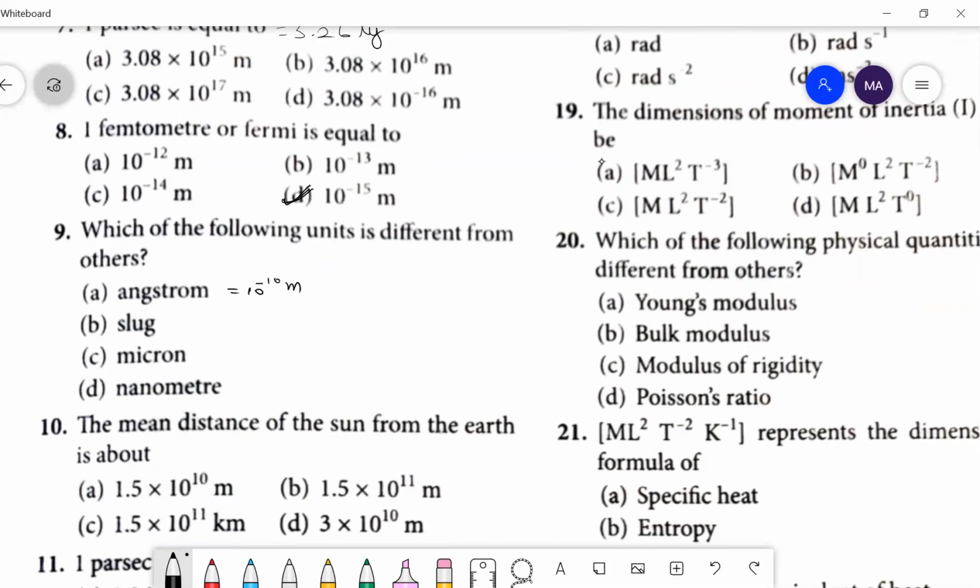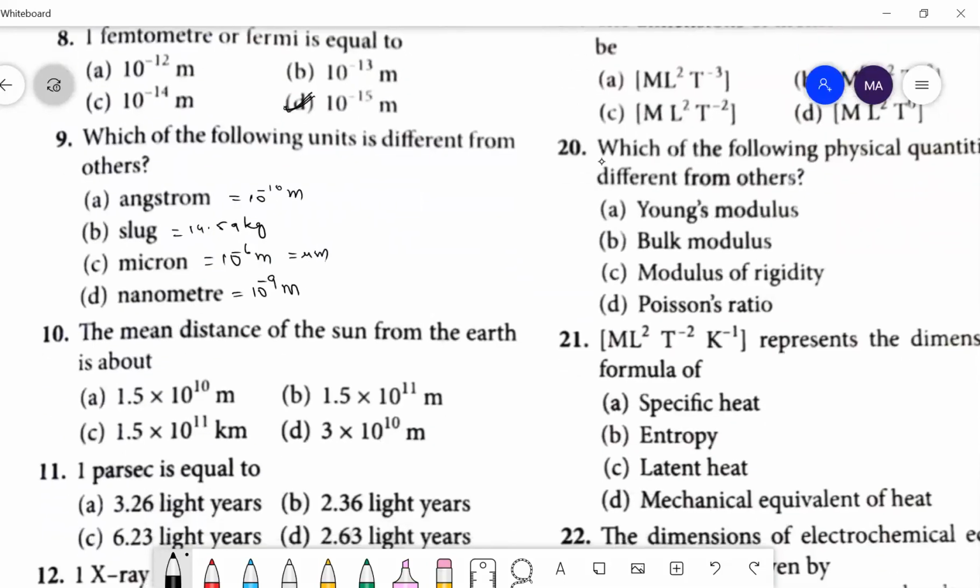One slug will be equal to how much, beta? See, B is a unit expressed for mass. One slug is equal to 14.59 kg. It is used to measure mass. Micron is equal to 10 to the power of minus 6 meters, that is micrometer also you can write. Nanometer is equal to 10 to the power of minus 9 meters. Even by the elimination method, we can guess the answer to be B, because angstrom, micron, and nanometer are used to measure length. So the only option left out is the slug.